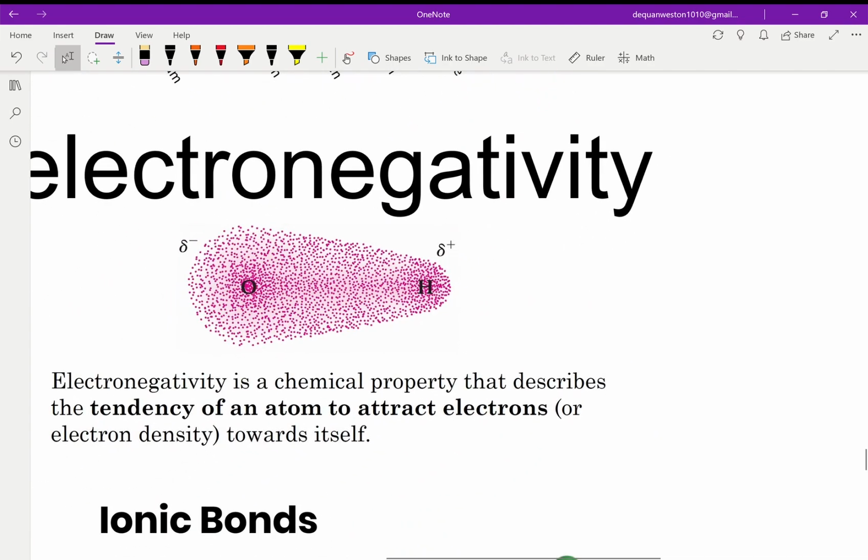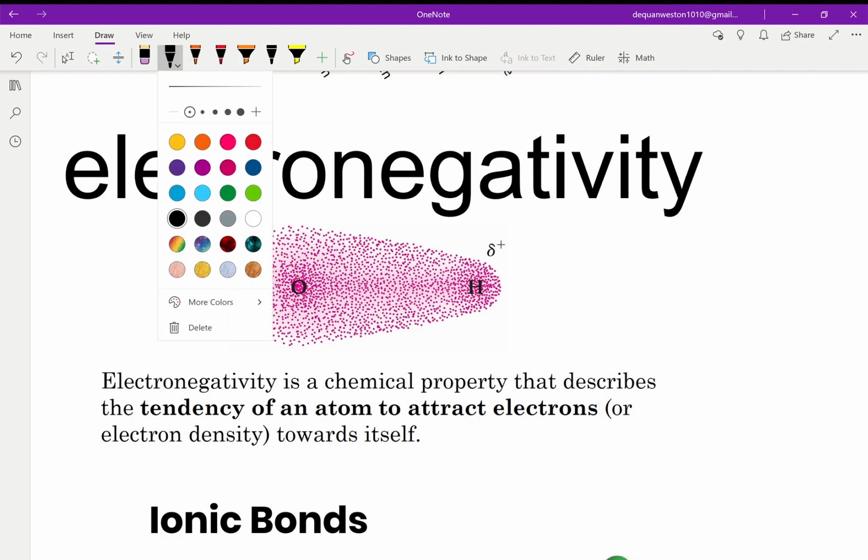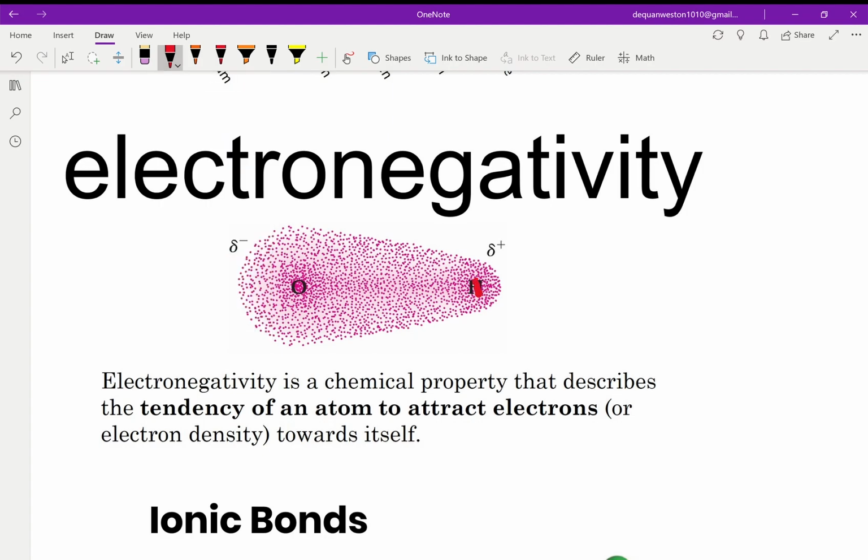So the next concept we're going to talk about is electronegativity. It says here, electronegativity is a chemical property that describes the tendency of an atom to attract electrons towards itself. I've mentioned this a few times in other videos. Let me find a color that will work really good on this. So the reason that there actually are partial negatives and partial positives is because oxygen has some protons in its nucleus, and over here, hydrogen also has a proton in its nucleus.